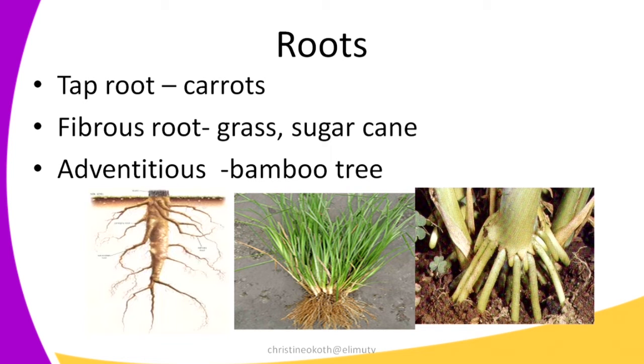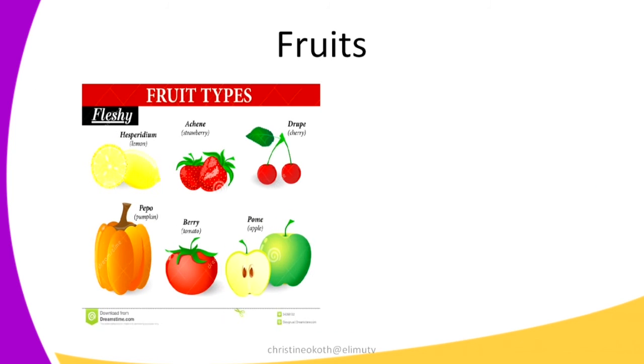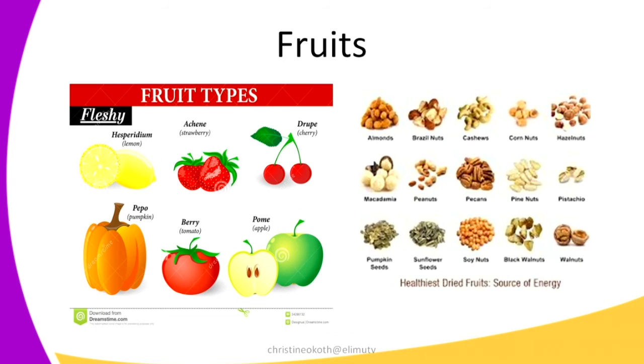So still looking at the external features of plants, we have fruits. We have different types of fruits. There are some which are fleshy and others which are dried fruits. Examples of fruits which are fleshy are berries, apples, strawberries, and cherries. These ones have a lot of flesh and a lot of juice which can be drained either to make juice or as you drink them.